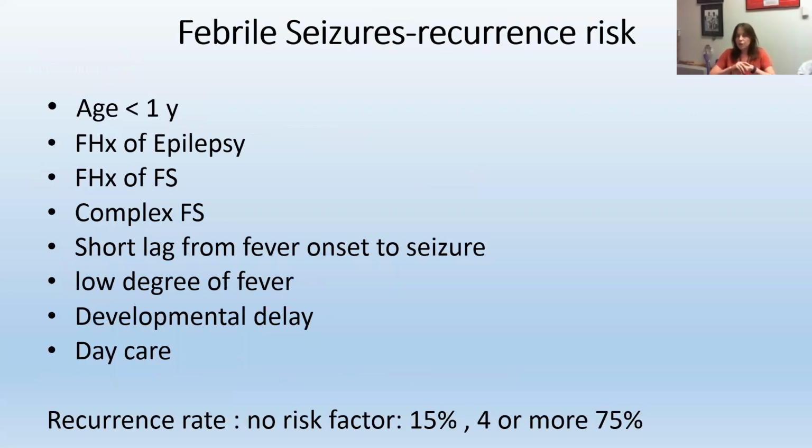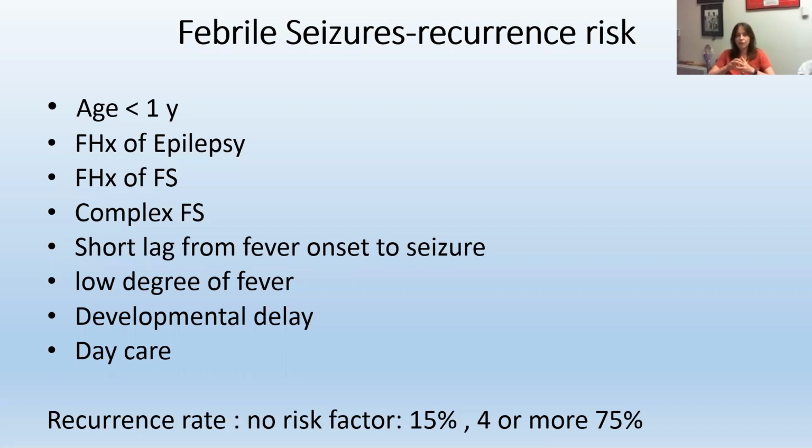So what is the recurrence risk? There are multiple studies that were done, and some of them looked at different parameters. But the consensus is that if you have a febrile seizure below the age of 1 year, or family history of epilepsy, or family history of febrile seizure, or if you have a complex febrile seizure, or if you had the seizure either immediately as the first sign of your illness, or within an hour of the fever, so it's a short lag from the fever to the seizure.